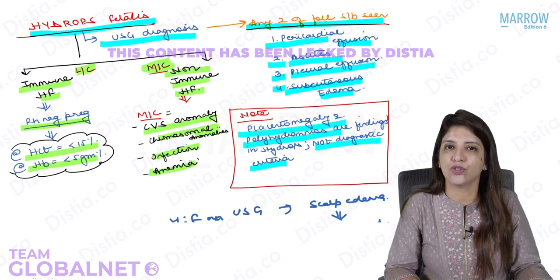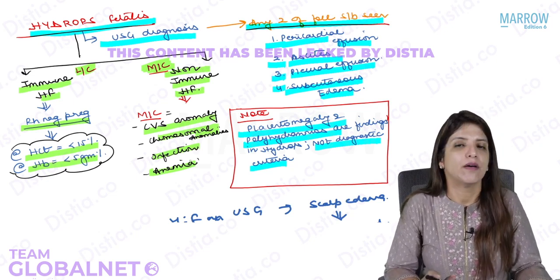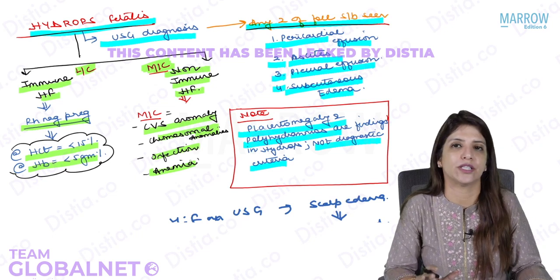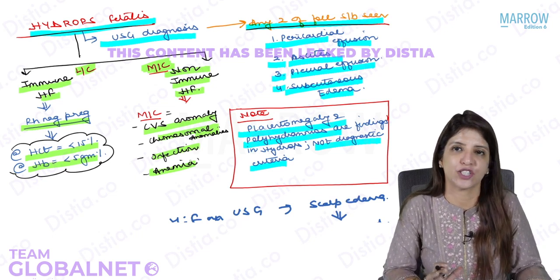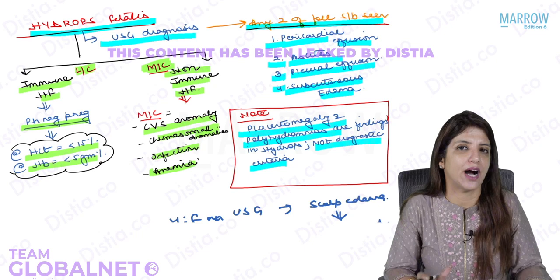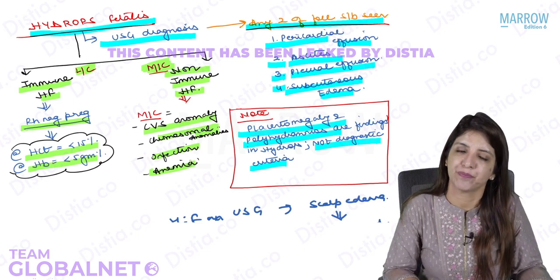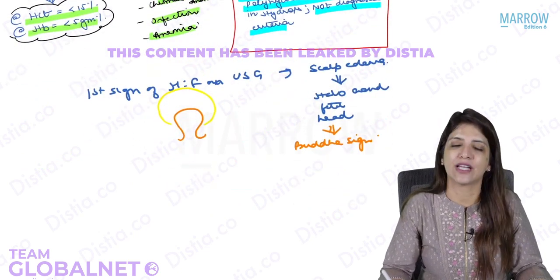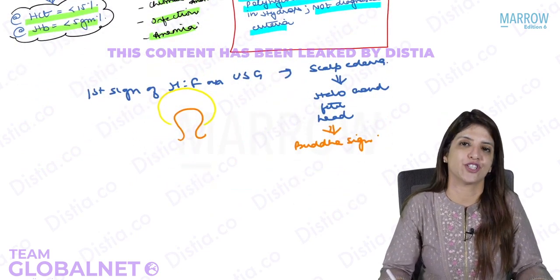Right? Clear to you? Have you all understood this? Most of the times they are going to ask you what is the cause of hydrops fetalis? Please do not say that the most common cause is Rh negative pregnancy. No. The most common cause is cardiovascular anomalies. Right? So this is all you had to remember on hydrops fetalis, and this is all you had to remember on Rh negative pregnancy.